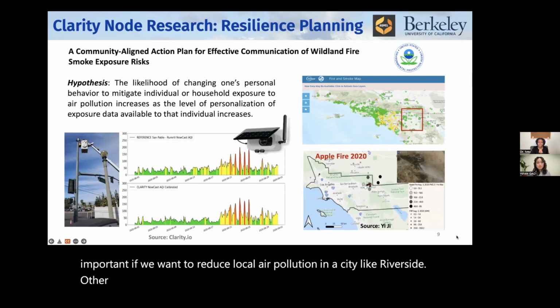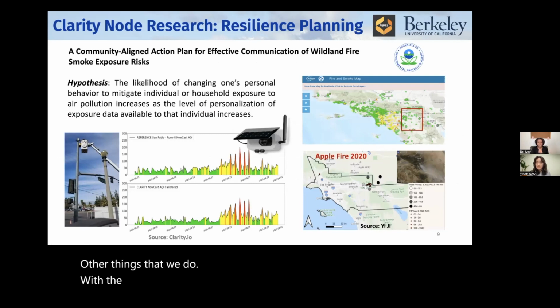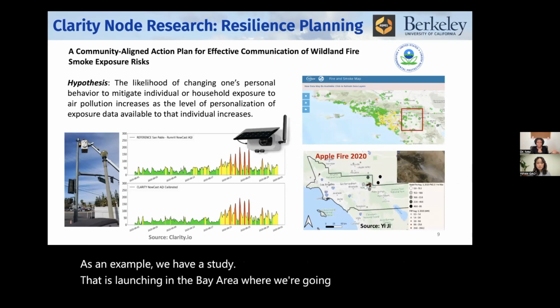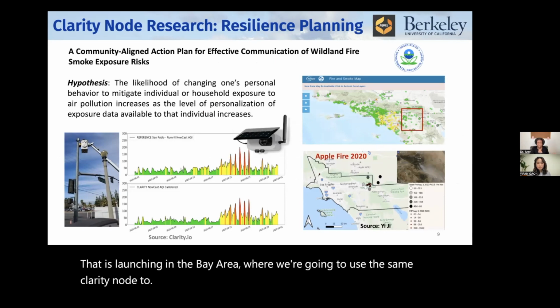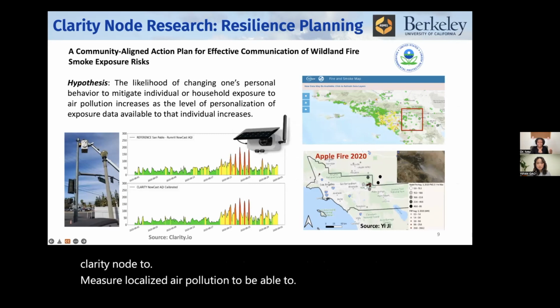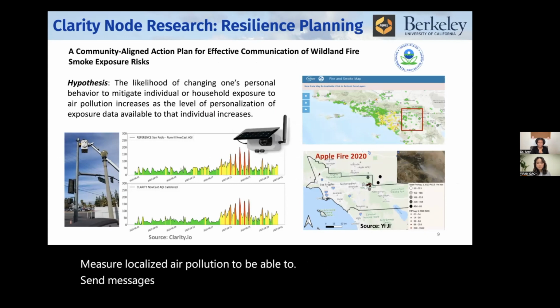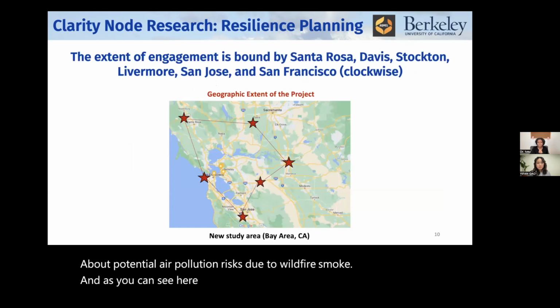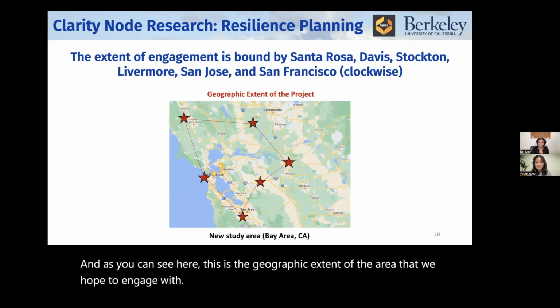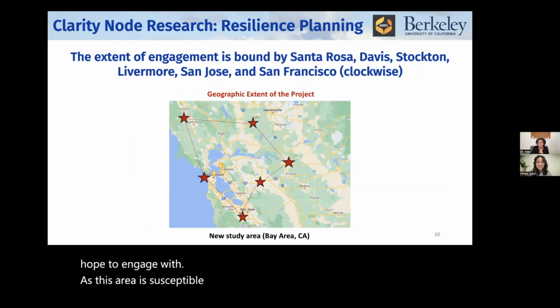Other things that we do with the use of low-cost sensors includes action planning for the reduction of exposure to wildfire smoke. As an example, we have a study that is launching in the Bay Area where we're going to use the same Clarity node to measure localized air pollution to be able to send messages to the public to warn them about potential air pollution risks due to wildfire smoke. And as you can see here, this is the geographic extent of the area that we hope to engage with, as this area is susceptible to wildfire smoke.